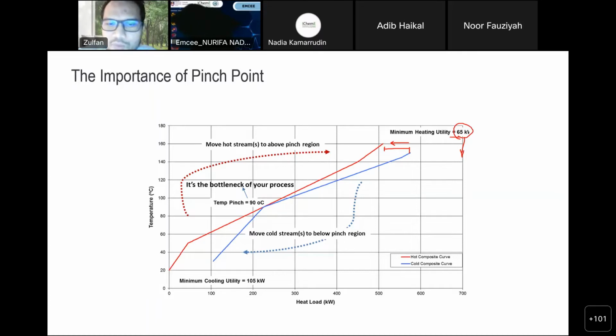One way is to try to move these cold streams to below the pinch region. If you can take this part of the heat to be below, that means this part of the heat is not there anymore, and then you can connect this one to here. So we are losing this amount of energy. Say for example this is A, and this is also A. So we are now reducing 65 by A. This is the amount that we reduce.